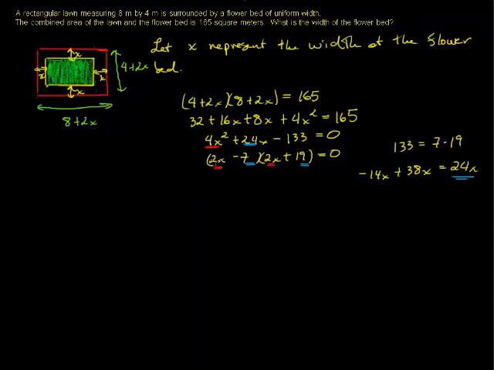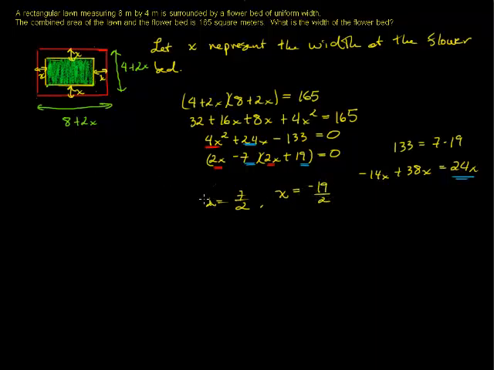The solutions to this equation are, well, 2x minus 7 could be equivalent to 0. And if 2x minus 7 is equal to 0, then x has to be equal to 7 over 2. Or x, sorry guys, I'm just having a little bit of technical difficulty here, x has to be equivalent to negative 19 over 2.